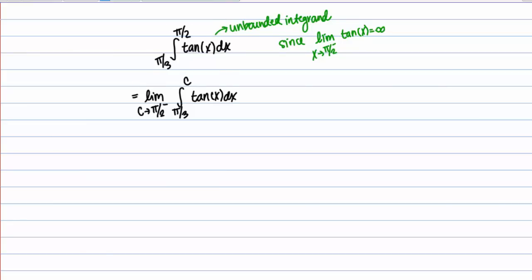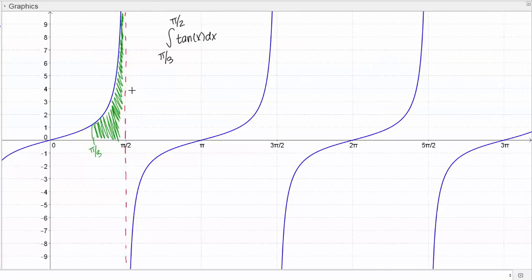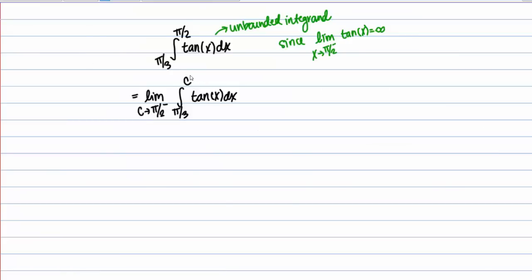So remember from the picture we just looked at that this vertical asymptote is on the right-hand boundary of my interval of integration here. So what I want to do is take the limit as I approach that coming from the left. Then what I've done is replaced that pi over 2, that upper bound, with just some letter c, and then I'm going to take the limit as c goes to pi over 2 from the left. Our next step is going to be to actually evaluate this definite integral, and I'm just going to keep this limit out front and carry it along with me.